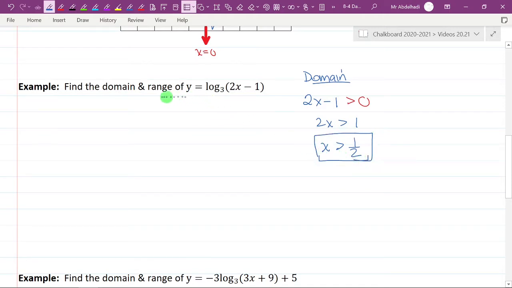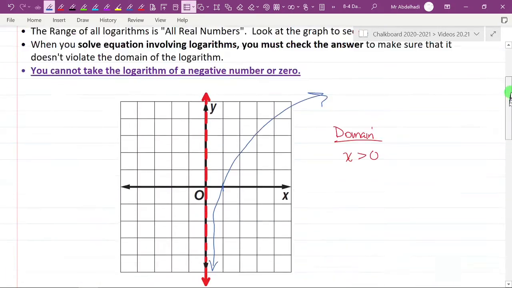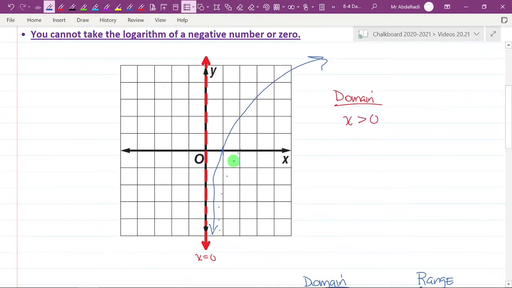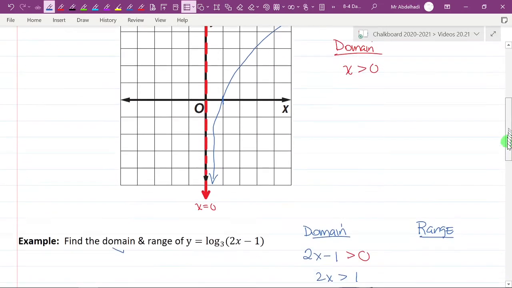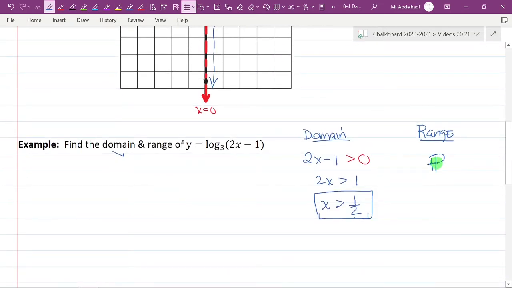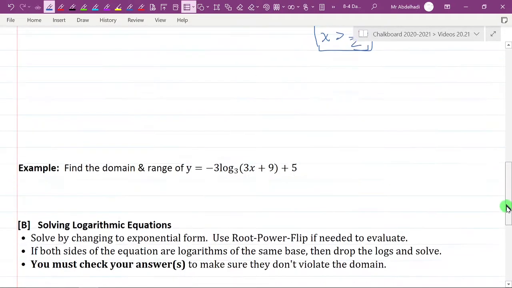We were asked to find the domain. We did that. And now find the range. Well, the range for all these logarithm functions we learned when we graph them, these go up forever and down forever, so it's always all real numbers. So you don't have to do any work for the range, you just know it's all real numbers if you know the graph. Okay, let's do one more really quickly here.